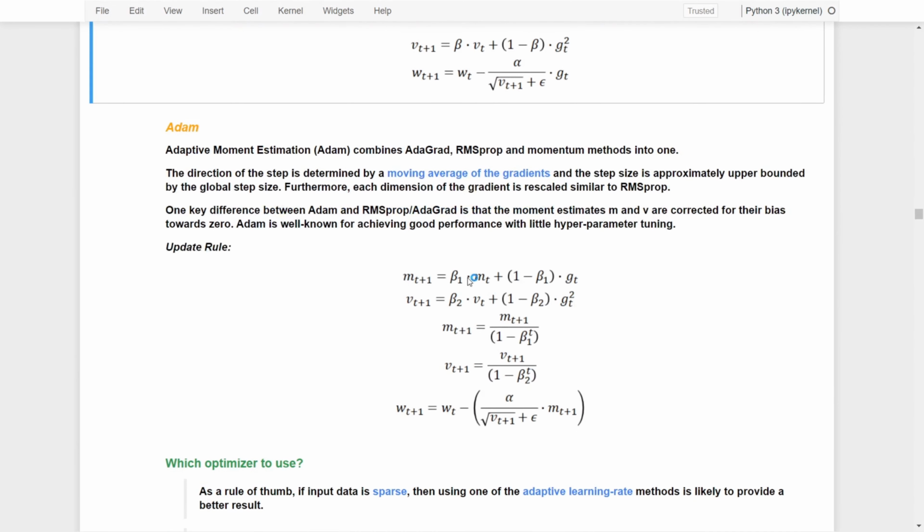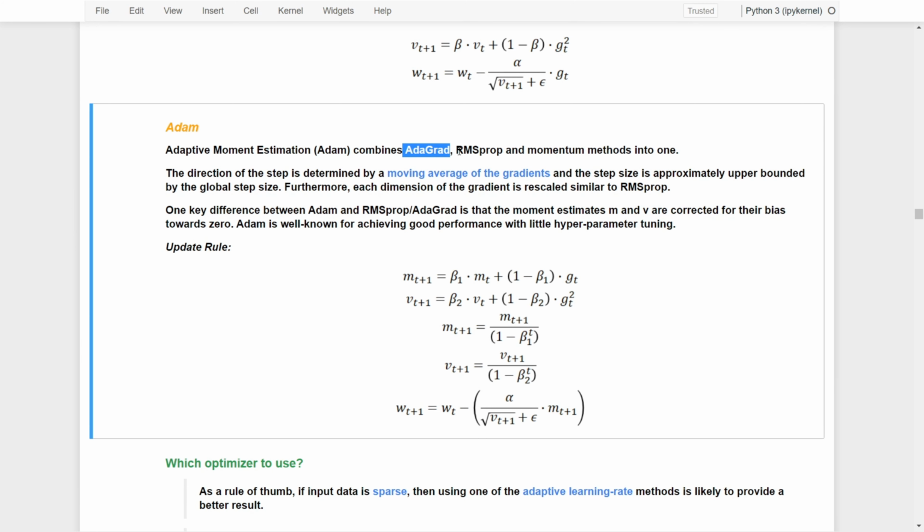There is another very recent, famous optimizer called Adam. Adam combines Adagrad, RMSprop, and momentum methods into one. The direction of the steps is determined by the moving average of the gradient, and the step size is approximately upper bounded by the global step size. Furthermore, each dimension of the gradient is rescaled similar to RMSprop. In that case, it also takes advantage of each of the methods that I mentioned before.